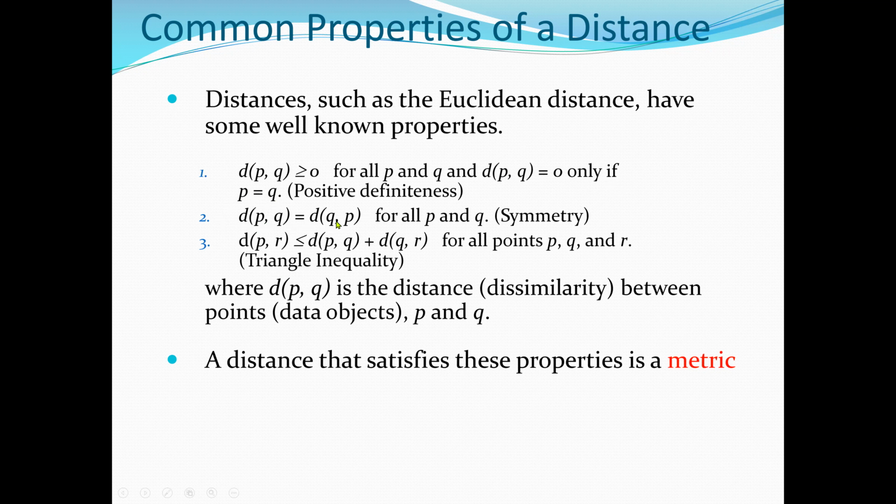Again, P is a point on the plane, and Q, they are not moving. So the distance from P to Q should be the same as the distance from Q to P, which is symmetry. Also, the distance from P to R should be less than or equal to the distance P to Q plus the distance Q to R, for all points P, Q, R. This is the triangle inequality.